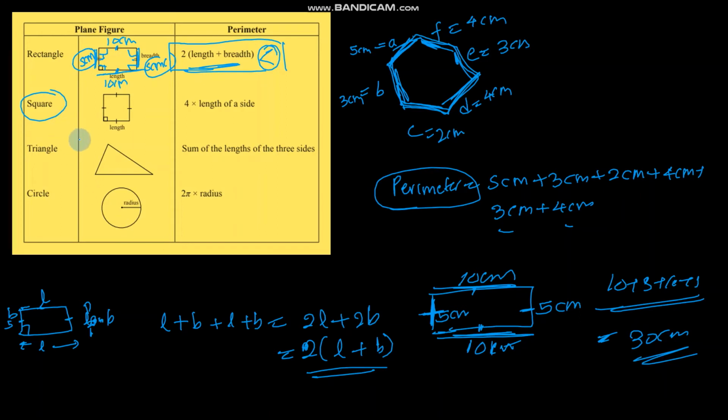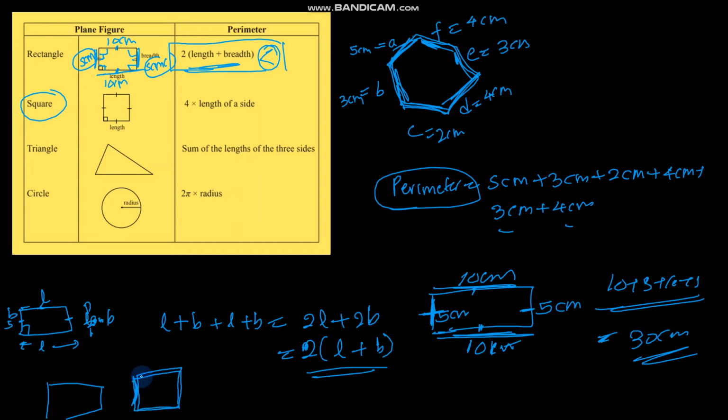So when it comes to the square, it is a bit similar, but one of the things is that shapes like the square are a bit easier than the rectangle.